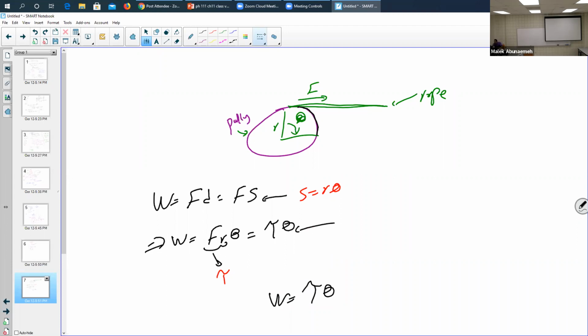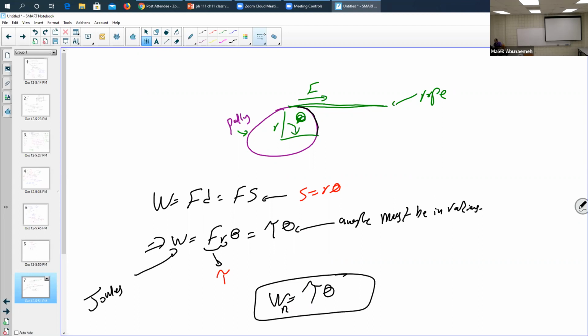And now the angle must be in radians. And your work is in joules. Now, this little work, we're going to give it R for rotational work.